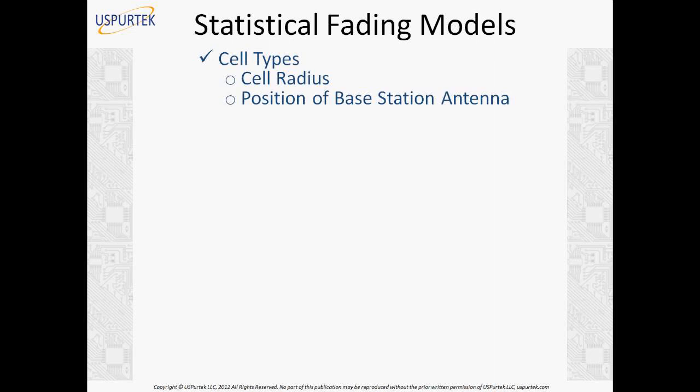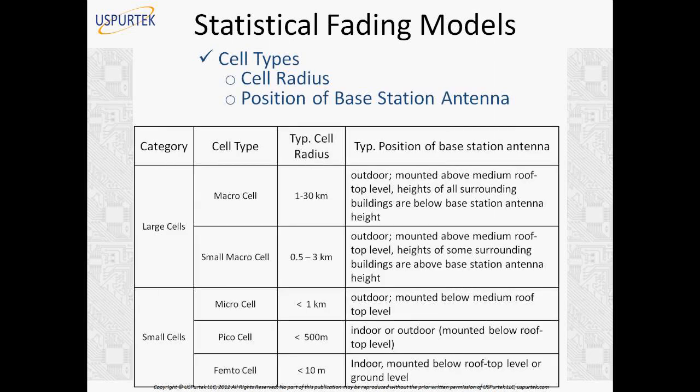Well, now let's move on to see how the different cells are classified in cellular communications. Basically there are two factors here. One is the cell radius. Cell radius defines how big the cell is. Okay, there is a question about time diversity.